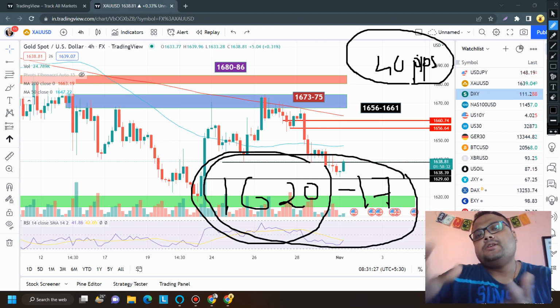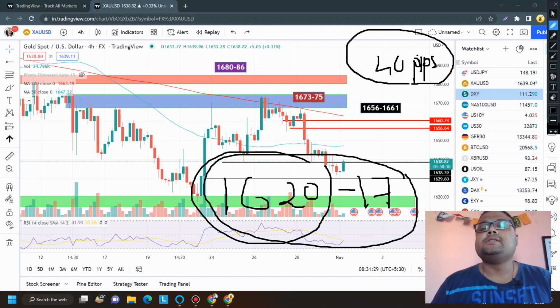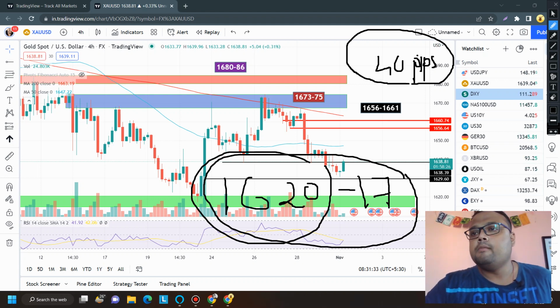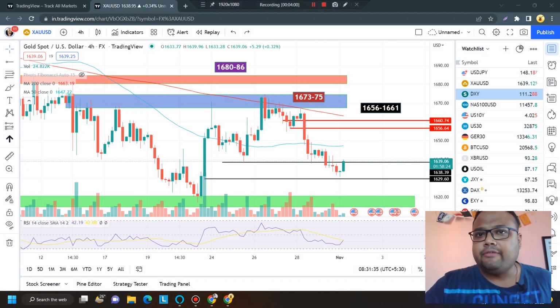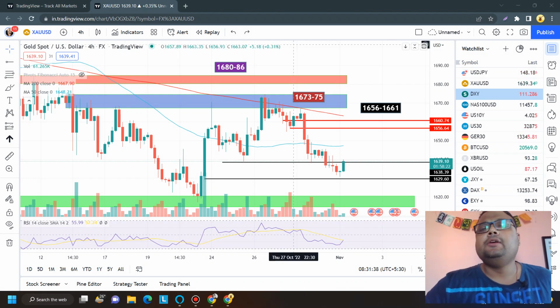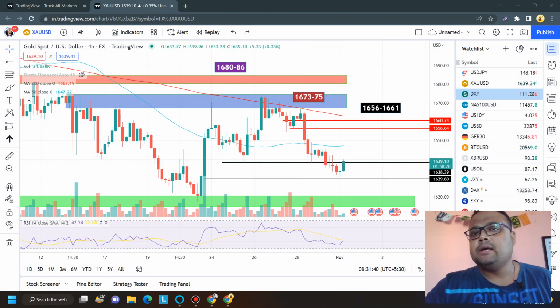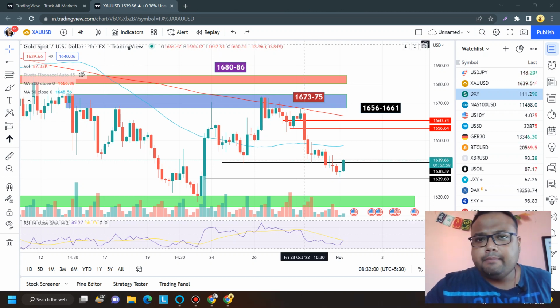If the market comes down to this support zone and bounces, you can look for a buy position. I'm not sure about any trend reversal as of now, but at least you can expect 60-70 pips from the support level. But keep in mind, you should only take a buy position if the market bounces.